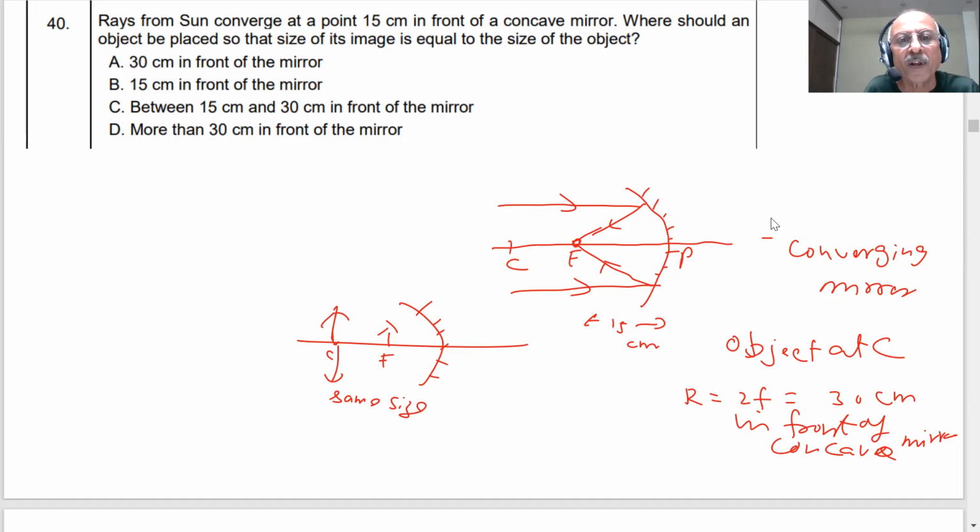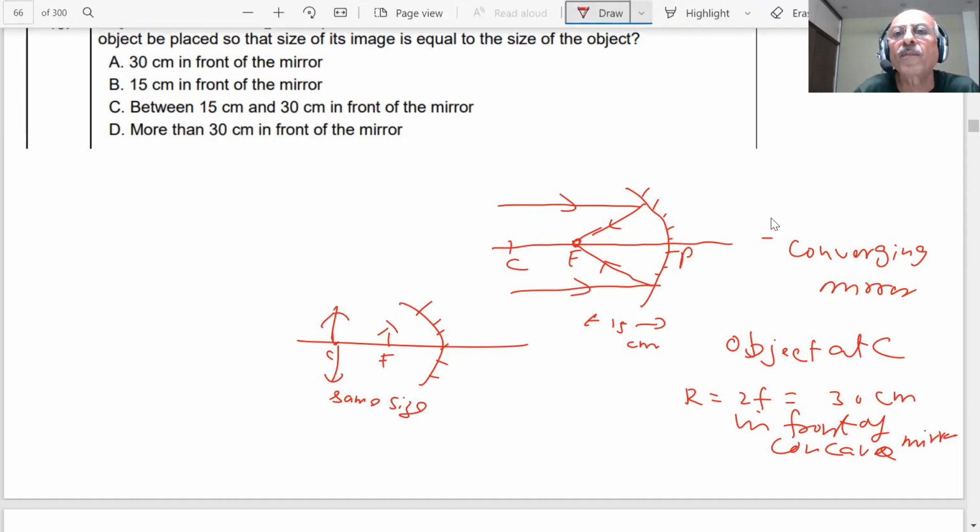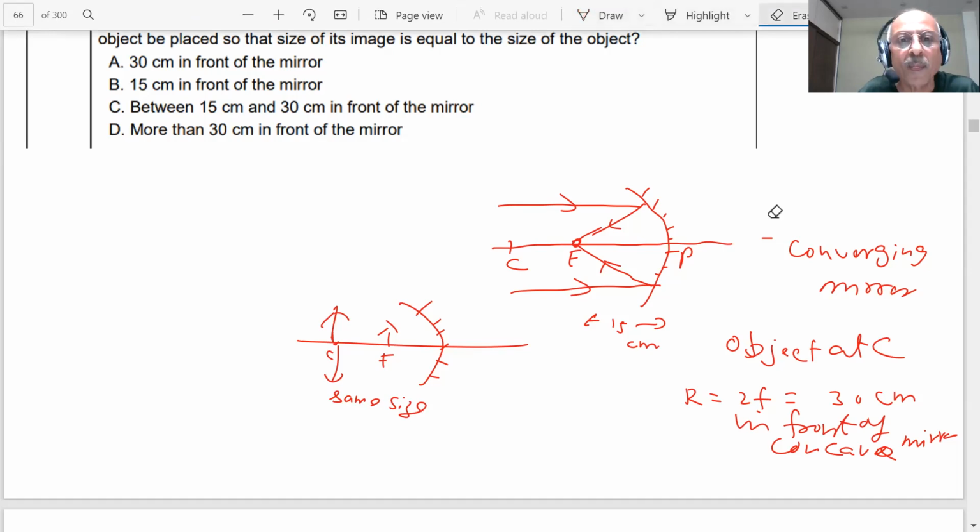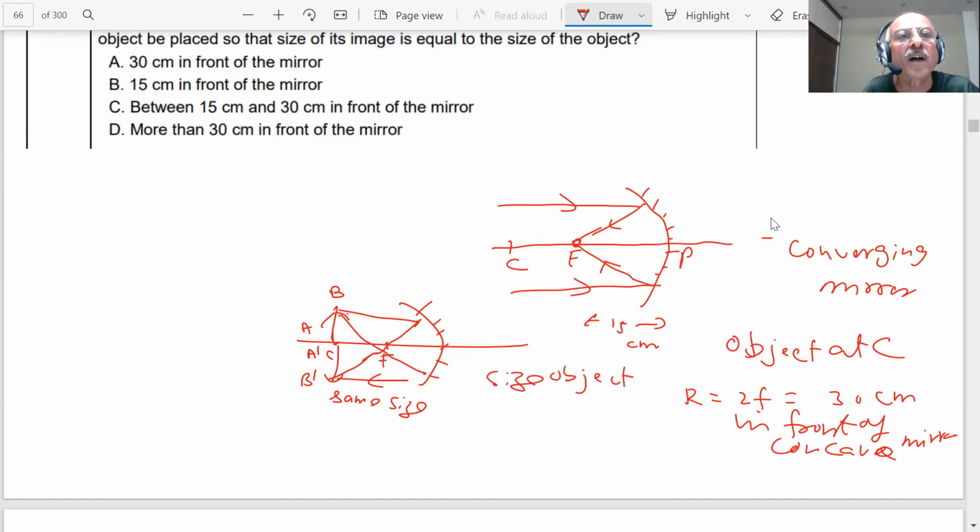So this is the focal length, and you have drawn the rays, student. One will pass through the focus and the other will pass through this, so they will intersect at this point. This is of the same size. You have AB, and what you are getting is A dash B dash. So here the size of the object is equal to the size of the image.